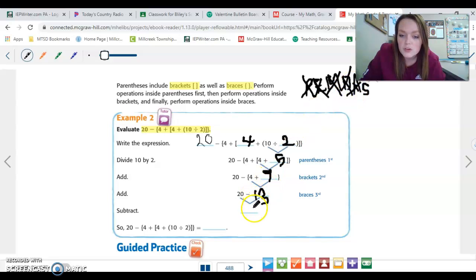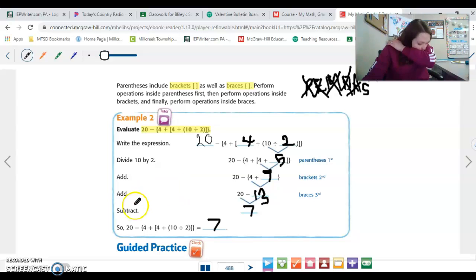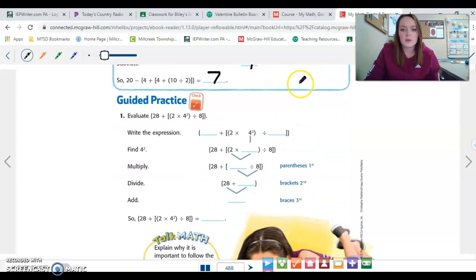And lastly, I have subtraction. 12 minus 13 is 7, so my answer is 7. So our answer for the second example is 7. I know it seemed like a lot. Let's do a few more problems together and hopefully it will help you.